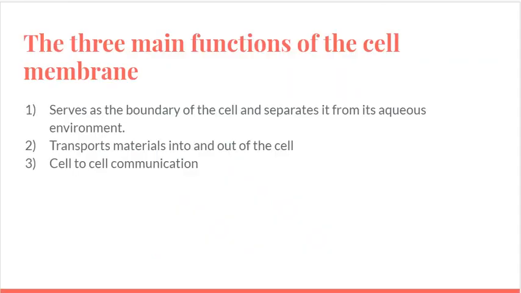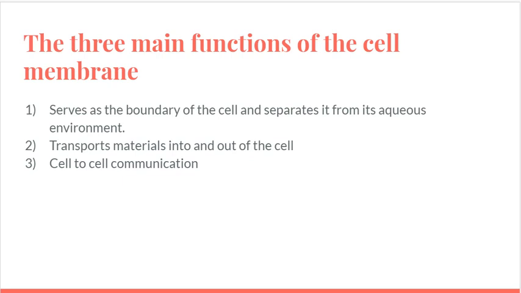Number one, it serves as the boundary of the cell and separates it from its aqueous environment. So aqueous means water-based, and no matter what living thing you're dealing with, the cell is going to be in an aqueous environment. That doesn't mean it's living in an ocean or a pond. I mean, it might be, but our bodies are aqueous environments. Plant structures are aqueous environments.